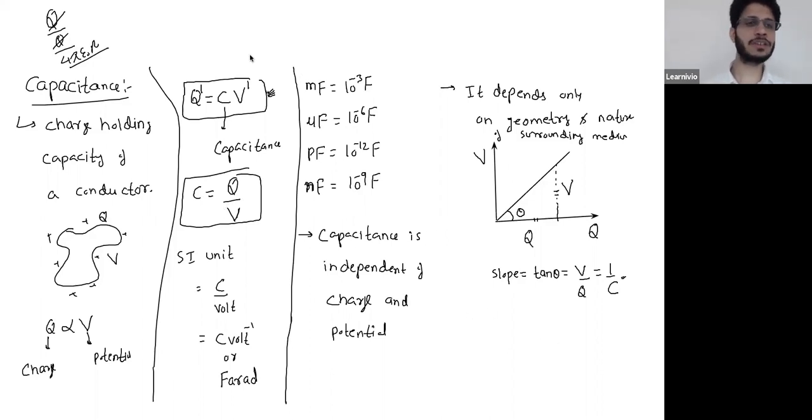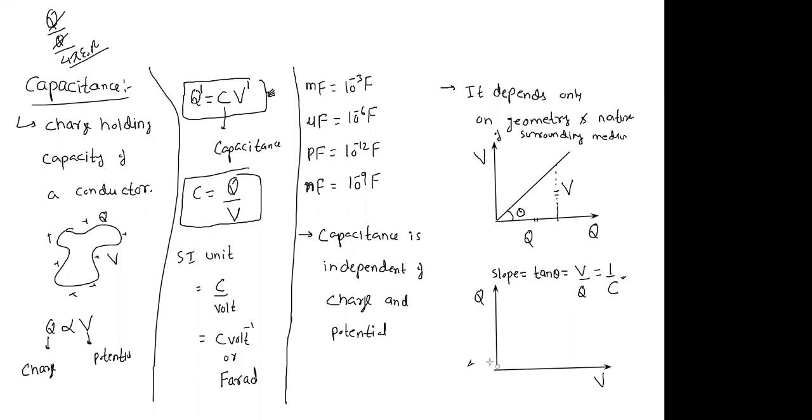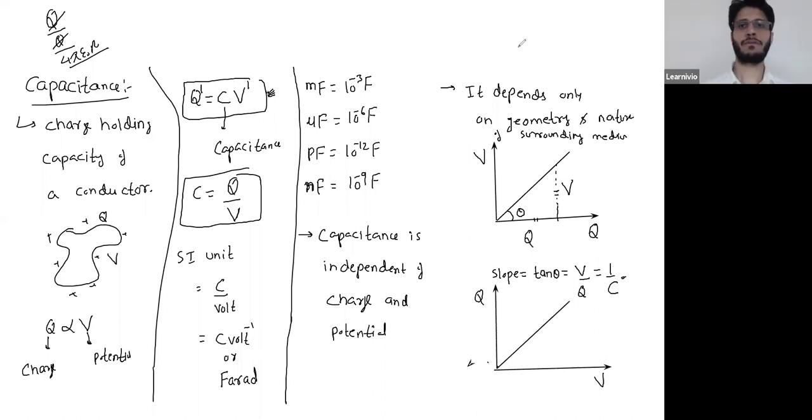Okay, if I just flip the axis. Joanna, now can you guess the slope if I just flip the axis? Like this is my Q and this is V. Can you guess what is the value of slope now, Joanna? It won't be negative.